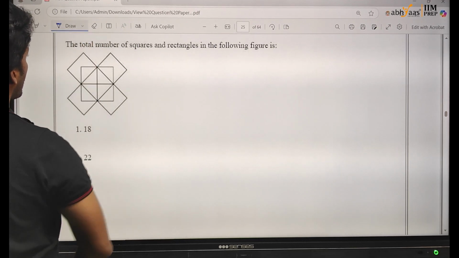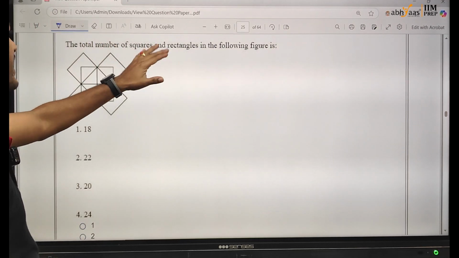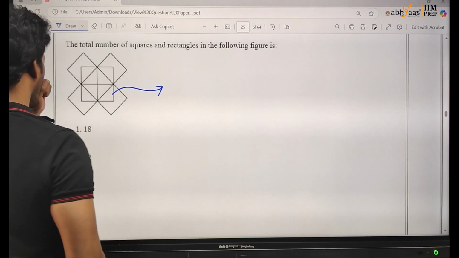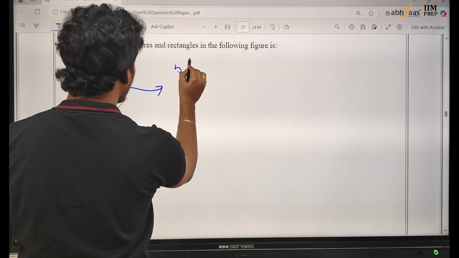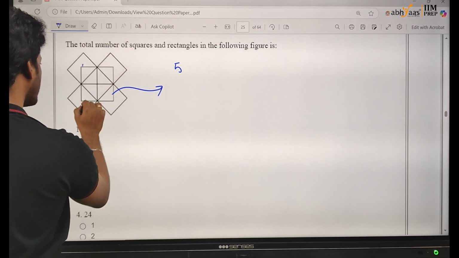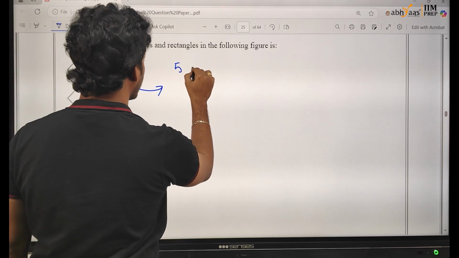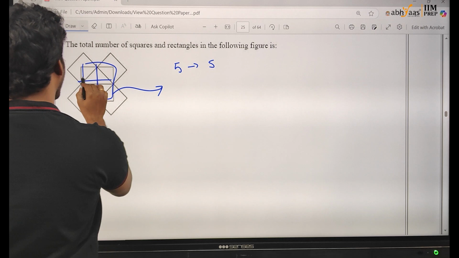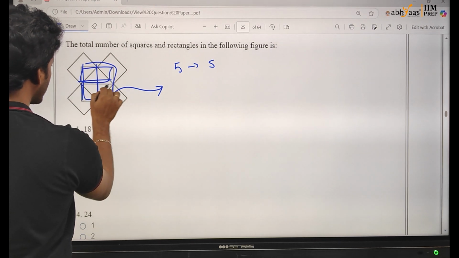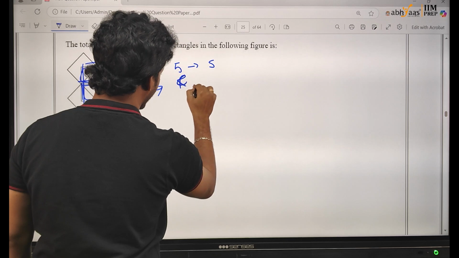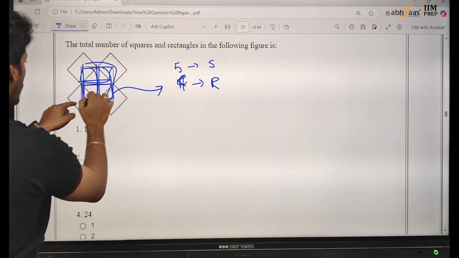Now counting the figures. Total number of squares and rectangles in the following figure. So let's take the bigger square first. In this bigger square, in that, 4 smaller squares. So with that, I can say that they have 5 squares. And rectangles. Rectangles will be 4. So 4 rectangles from this diagram.